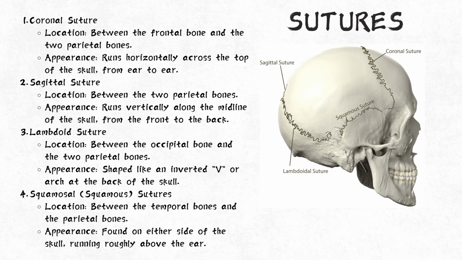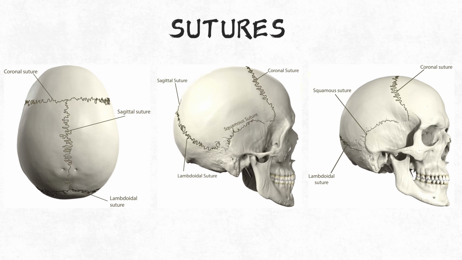Lambdoid suture. Location: between the occipital bone and the 2 parietal bones. Appearance: shaped like an inverted V or arch at the back of the skull. Squamous sutures. Location: between the temporal bones and the parietal bones. Appearance: found on either side of the skull, running roughly above the ear.